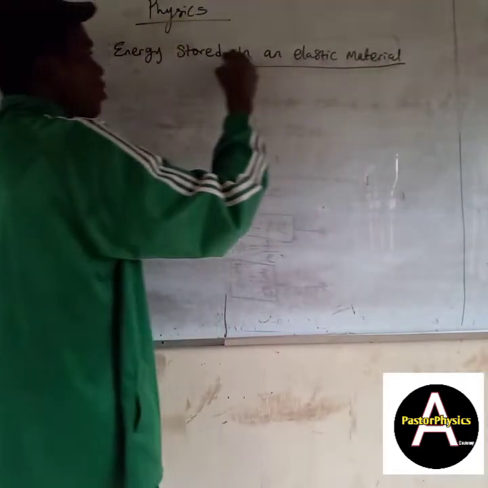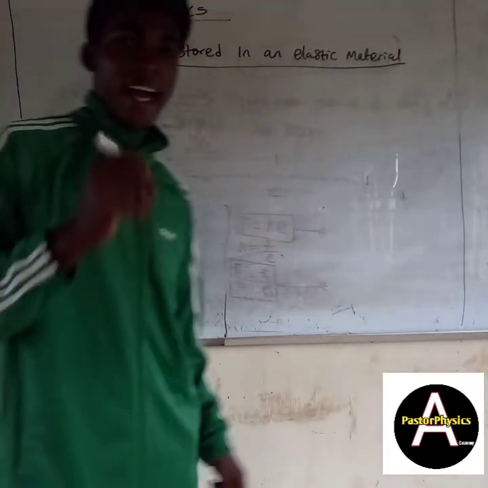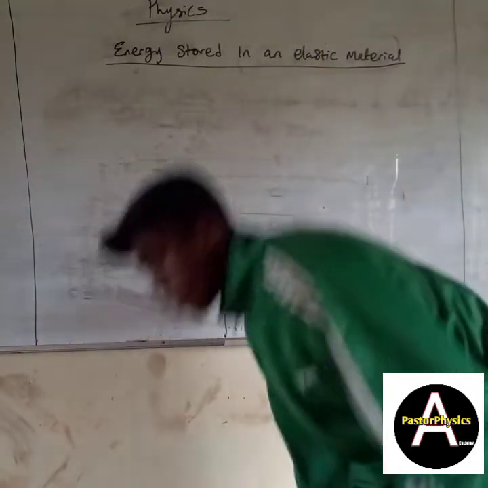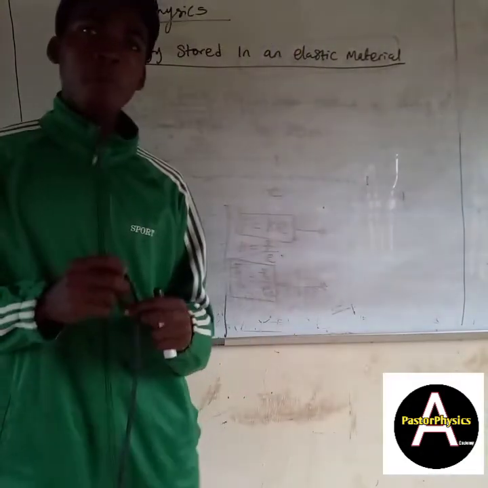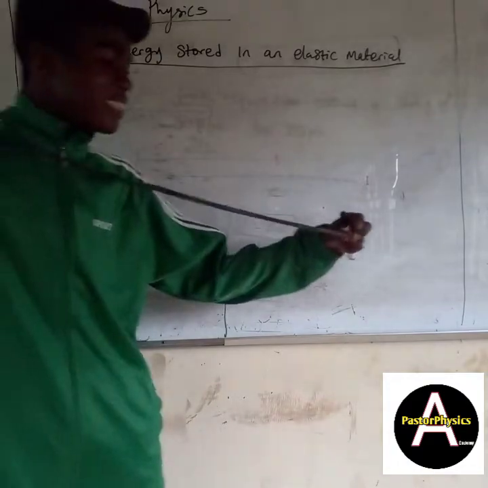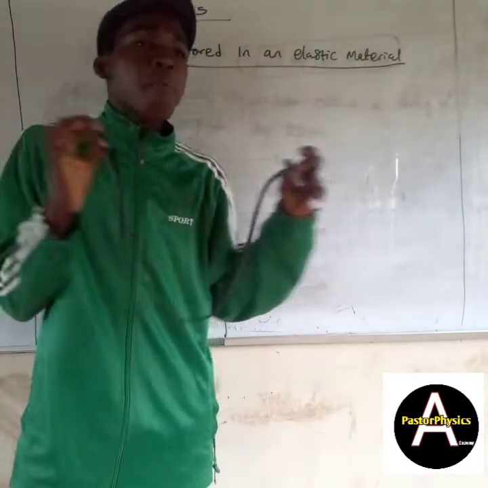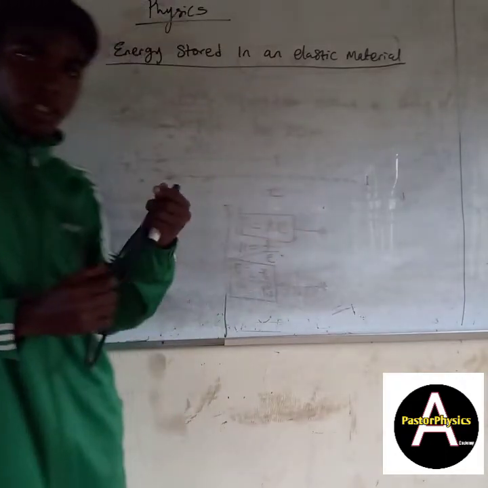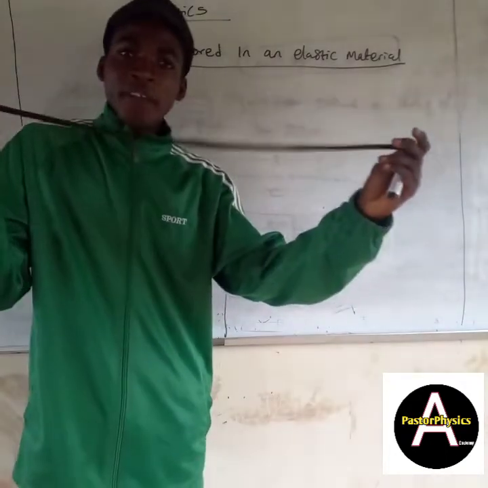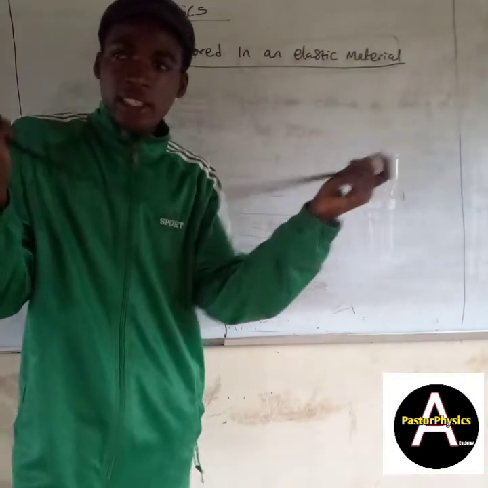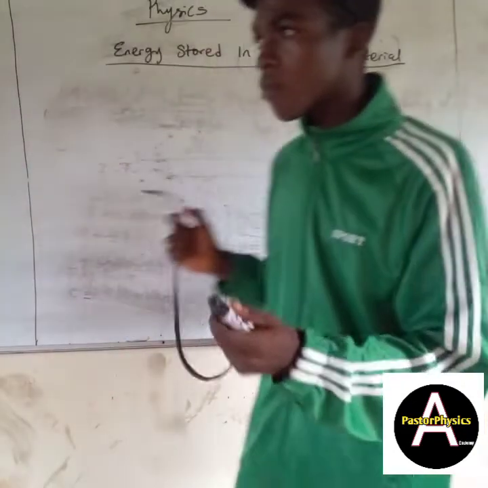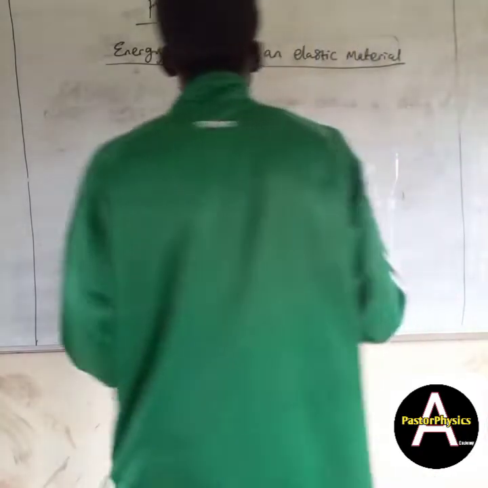You should know that all elastic material has an energy, and that type of energy is called potential energy. Why is it called potential energy? Because it has the ability to do something, but it cannot do it until you apply a force to it. So this rubber has a potential energy, and that energy is what we are going to be checking out. Now listen very carefully. We are going to be deriving this energy.